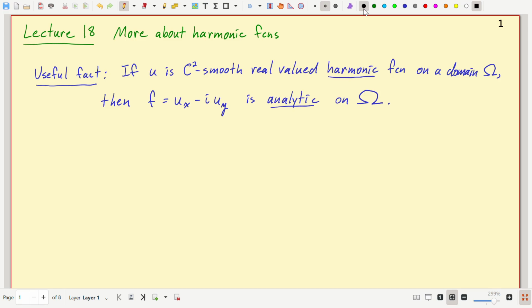Well, today I'm going to say a few things about harmonic functions that I've been saving for you. I kind of hinted at some of these facts I'm going to talk about today.